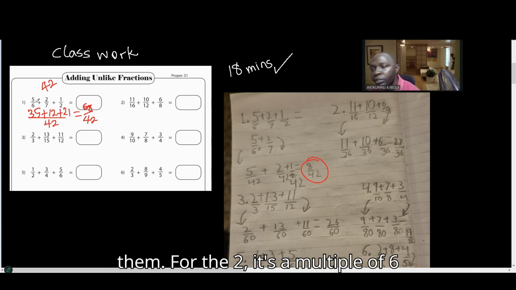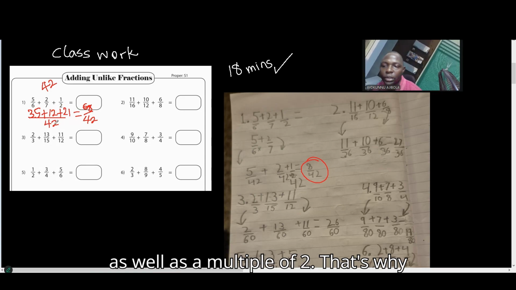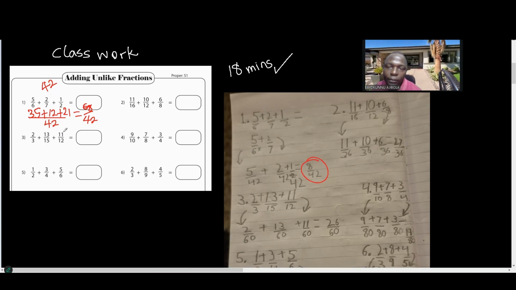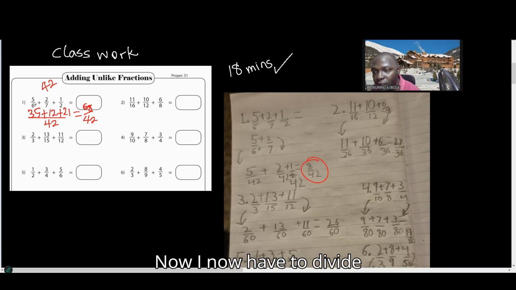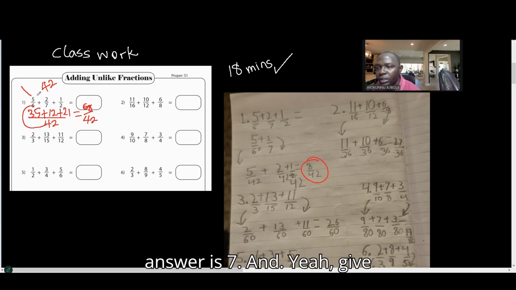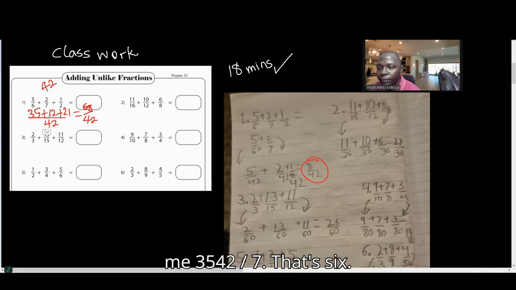42 is a multiple of 6, as well as a multiple of 2. That's why I picked 42. Is that clear? Yeah. Now, I have to divide 42 by 6, that's 7. The answer 7 times 5 gives me 35.